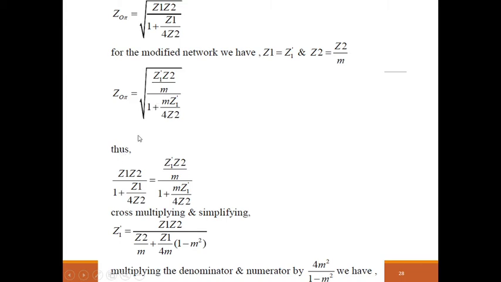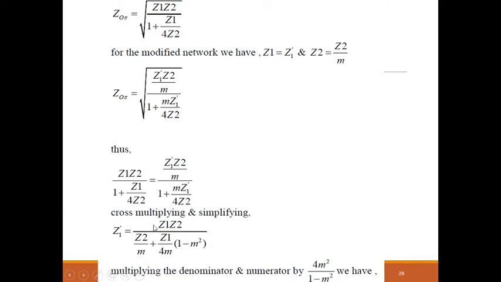Then similarly we are equalizing the expressions like this, Z1 by Z2, 1 plus Z1 by 4 Z2, it should be equal to this expression. By cross multiplying and simplifying we can get Z1 dash here. Z1 dash should be equal to Z1 into Z2 divided by Z2 by M plus Z1 by 4M within the bracket 1 minus M square. I guess this was the common expression. So we take 1 minus M square commonly.